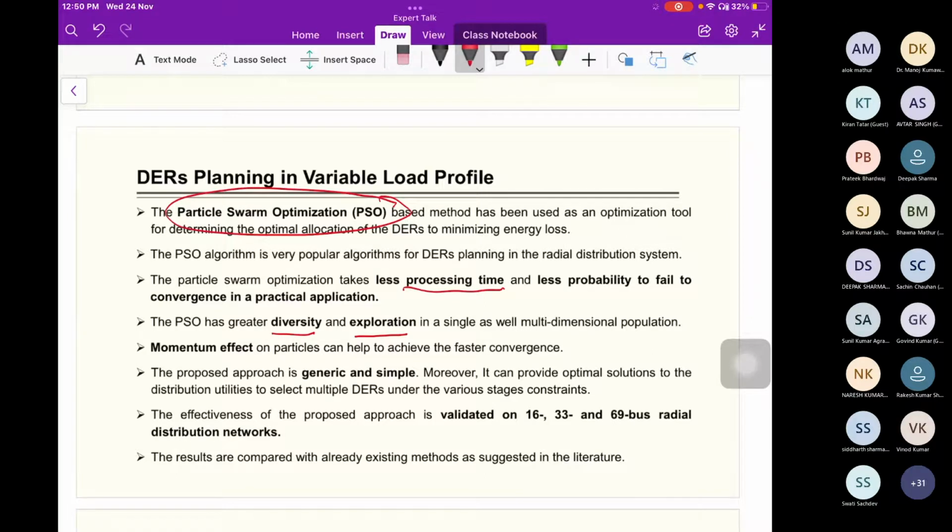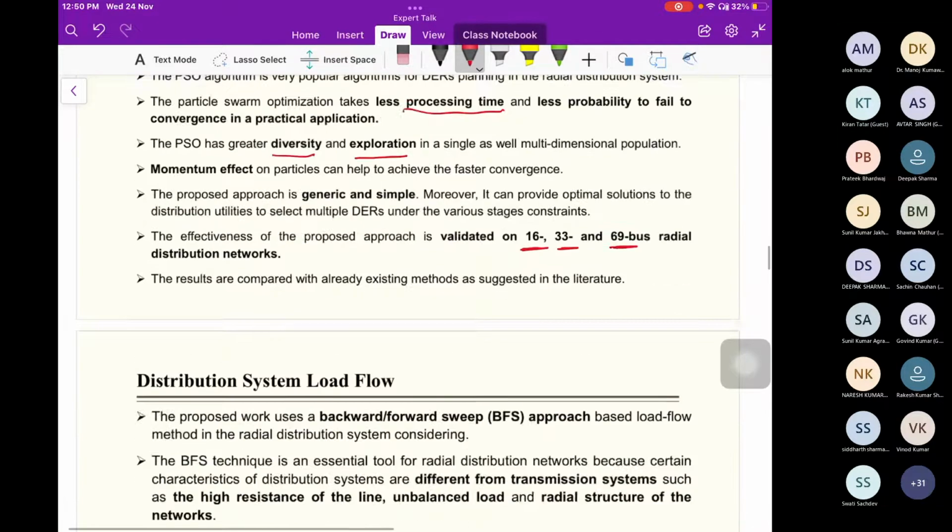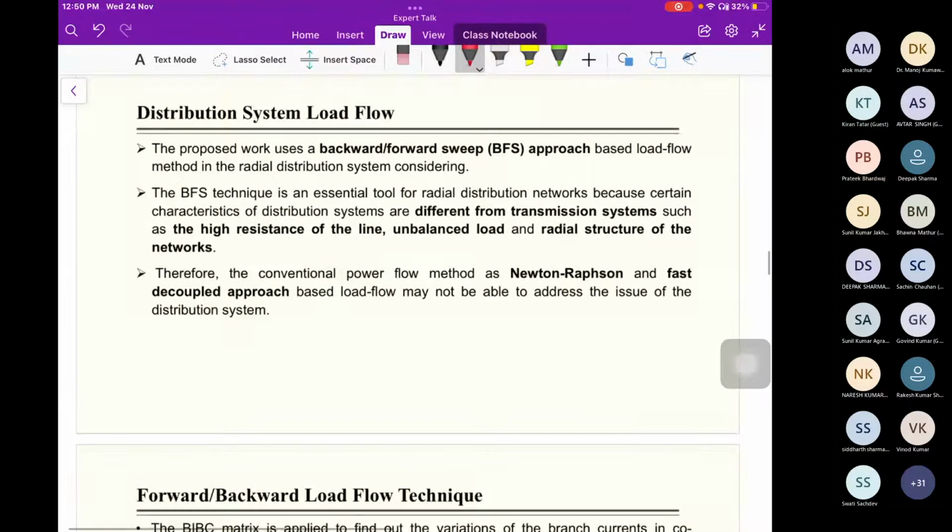Okay, and this one is the distributed energy load flow. There are different load flow algorithms, but we have used only the backward forward load flow algorithm. I have already discussed why we use the backward forward load flow algorithm instead of Newton-Raphson, fast decoupled, and other algorithms. This algorithm is very easy to understand.